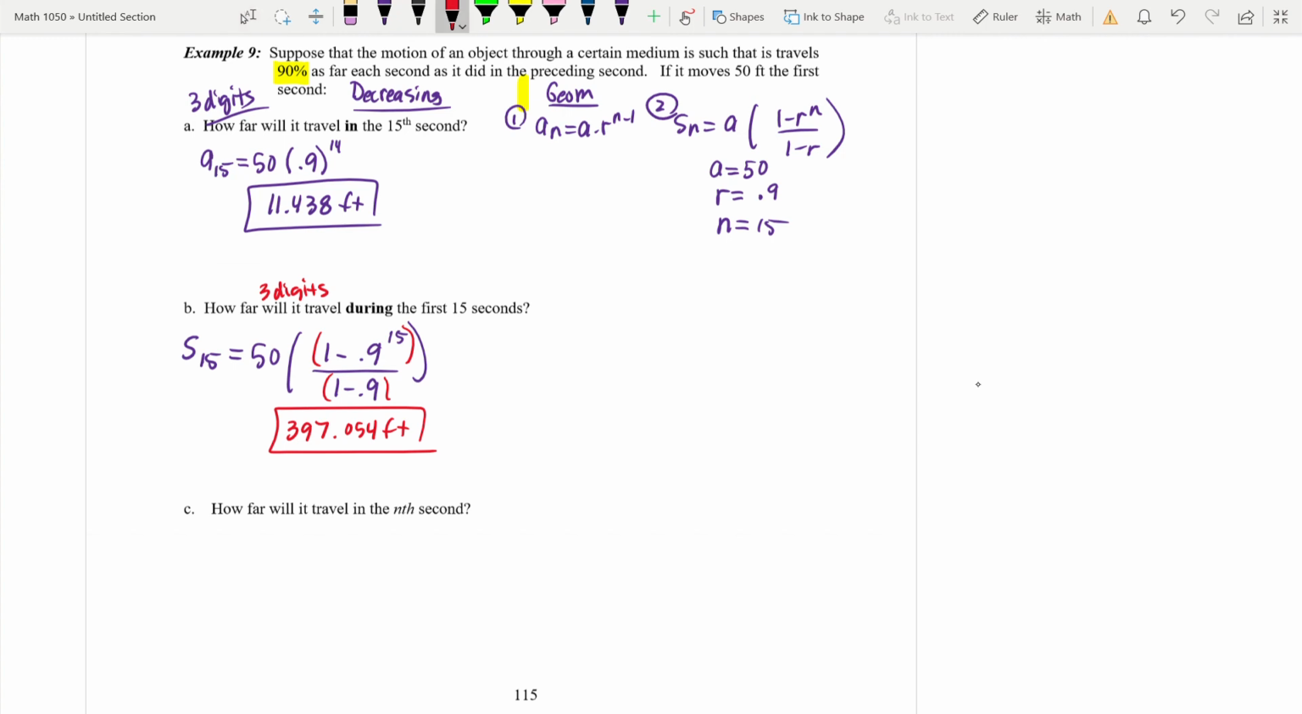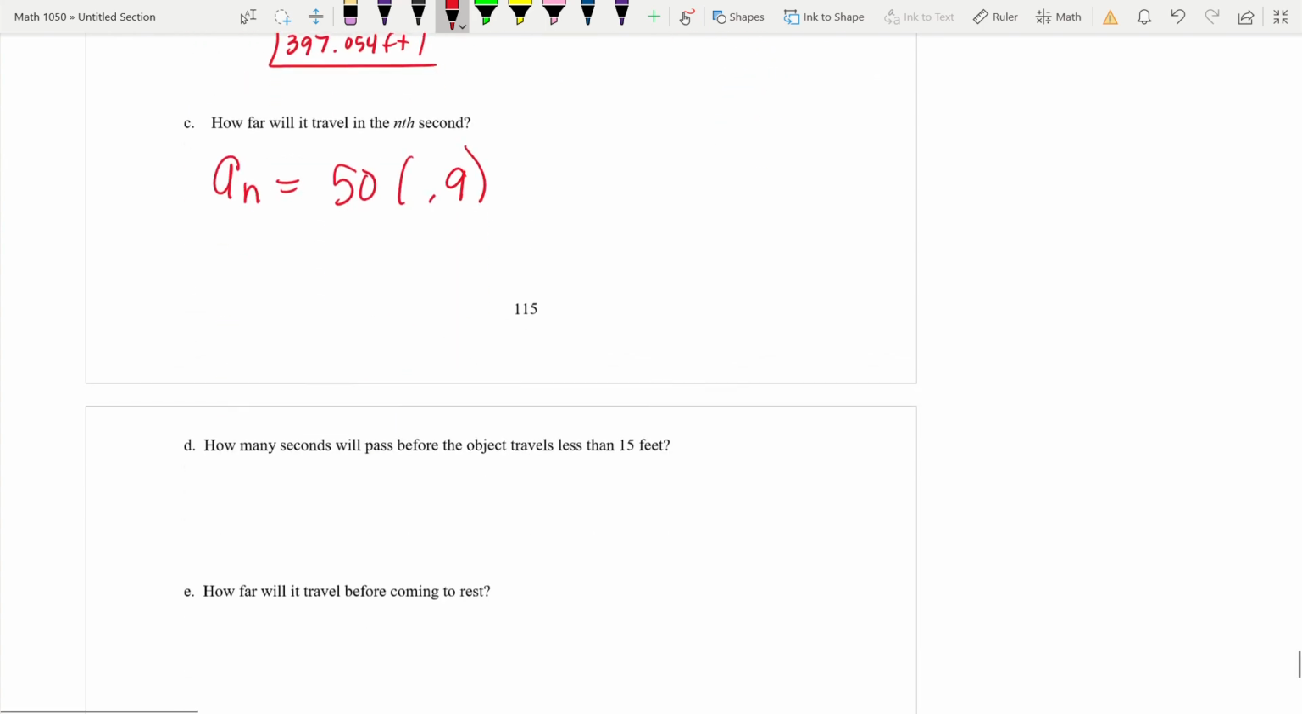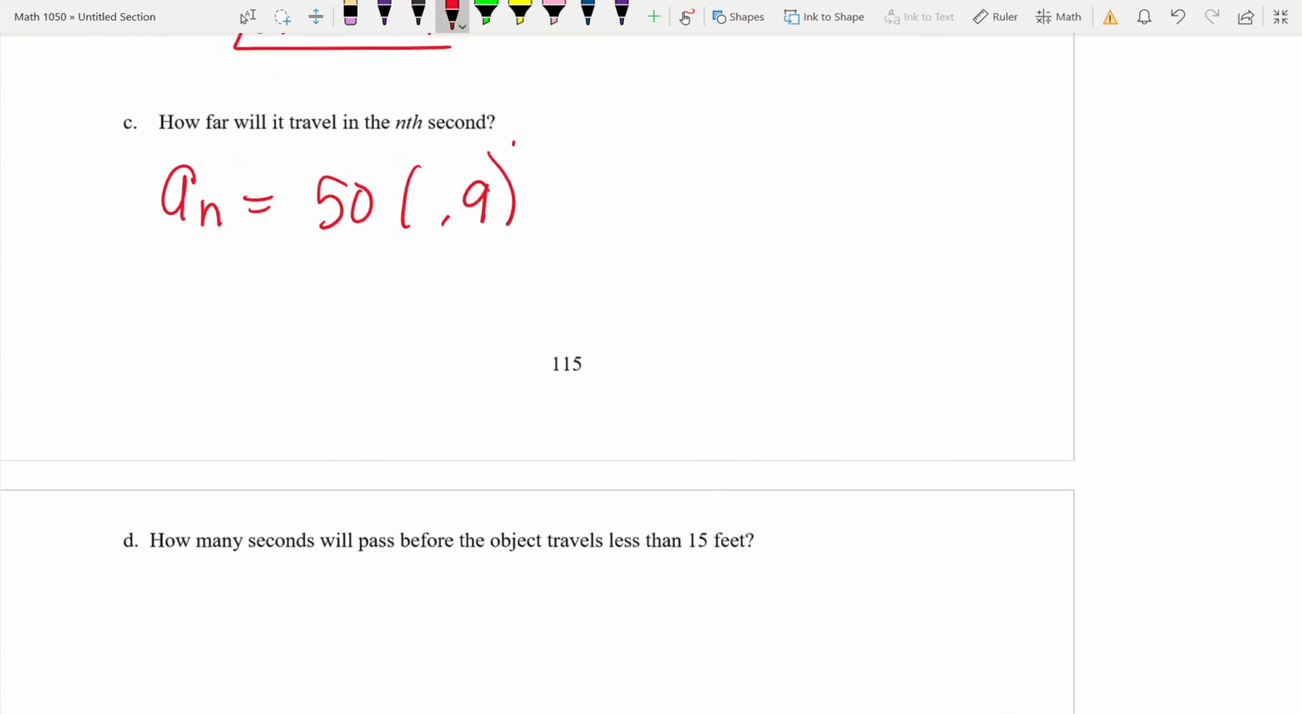Equation 1, okay? And I don't know what n is. So it's going to be a sub n equals a, which is 50, times the ratio, which is 0.9, raised to the n minus 1. I don't know what n is. There's literally nothing beyond that I can do.